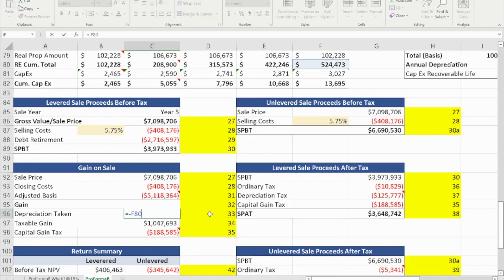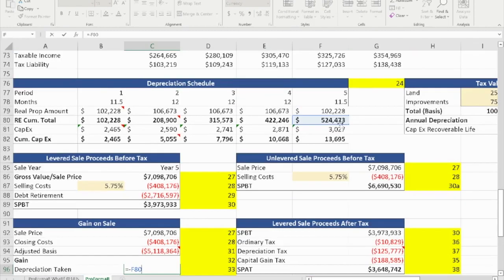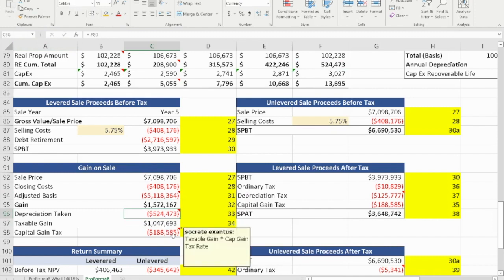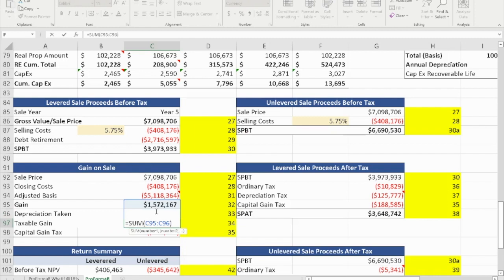Therefore, the depreciation taken, we're going to put that back, is going to be the cumulative depreciation that we took, which is from the depreciation schedule here. You're going to make that a negative, equal negative cumulative depreciation, which is that $524,000, but you're just making that number a negative number. The taxable gain is going to be then the sum of the gain and the depreciation taken.